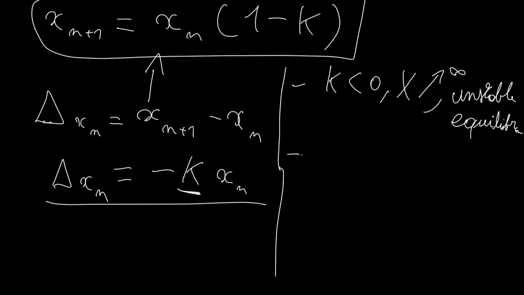Okay, so let's now take the case where k is between 0 and 1. In this case, you can see that delta xn would keep getting smaller and smaller, and so the population will approach the equilibrium without oscillating. And so this is what we would call, in engineering terminology, a damped behavior.